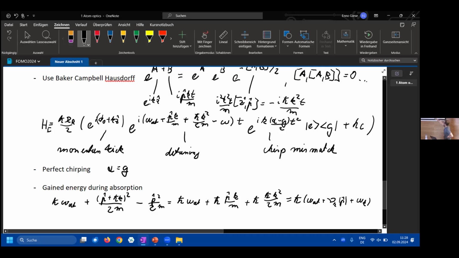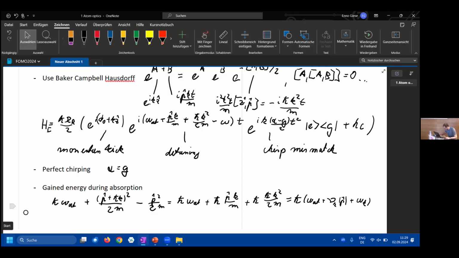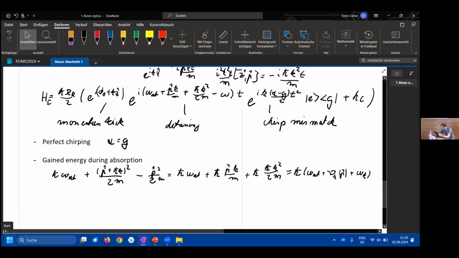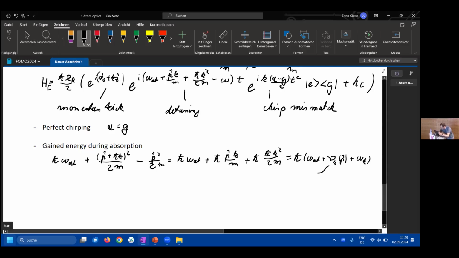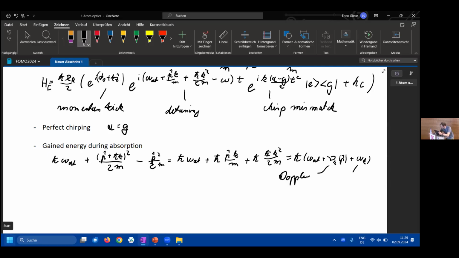And this is exactly what the detuning is all about. So you now say that if the gained energy during this absorption is equal to the frequency of light, you observe a resonant transition. And that includes both the internal energy and the kinetic energy gained during that. And here we observe a momentum-dependent Doppler detuning. So let's also write down that this is a Doppler detuning. So this would be Doppler. And that would be the recoil, so-called recoil frequency.